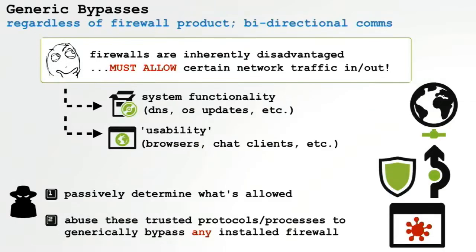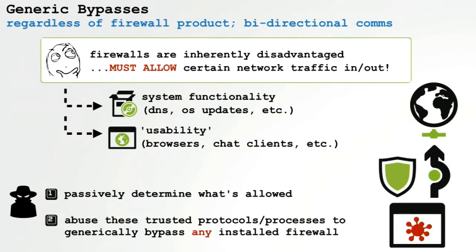All right, so those were product-specific bypasses. They're kind of neat, but they're also kind of lame. Why? Well, the attacker will first have to enumerate what exact firewall product is installed, and then use one of these product-specific exploits. That's kind of a pain in the butt. Now, much better would be to have a generic bypass, which would bypass any installed firewall. Basically saying, I'm agnostic to whatever firewall is installed, I'm just going to generically bypass this.